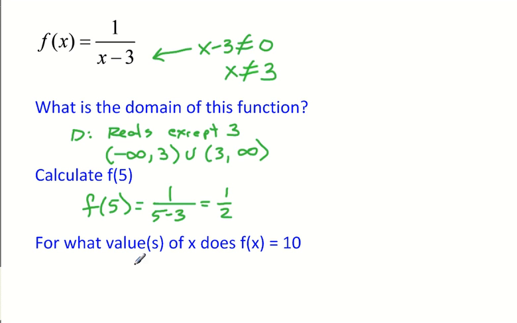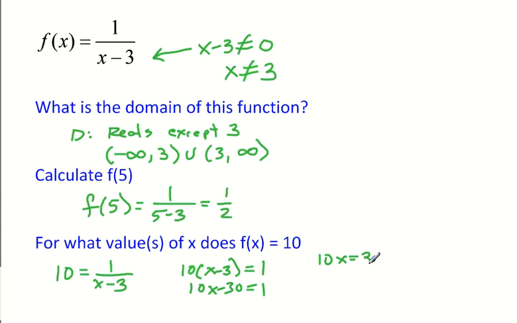Our last question asks, when does f of x equal 10? So we put 10 in for f of x. 10 equals 1 over x minus 3. Do a little algebra. I'm going to multiply both sides by x minus 3, so I've got 10 times x minus 3 equals 1. 10x minus 30 equals 1. I've got 10x equal to 31, and here's my answer. x equals 31/10. And that's a perfectly good answer. If you like 3.1, that'd be fine as well.